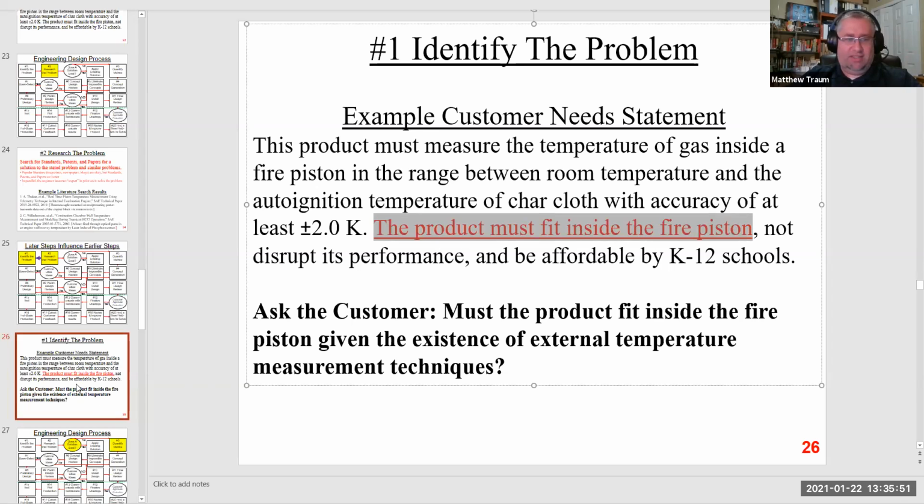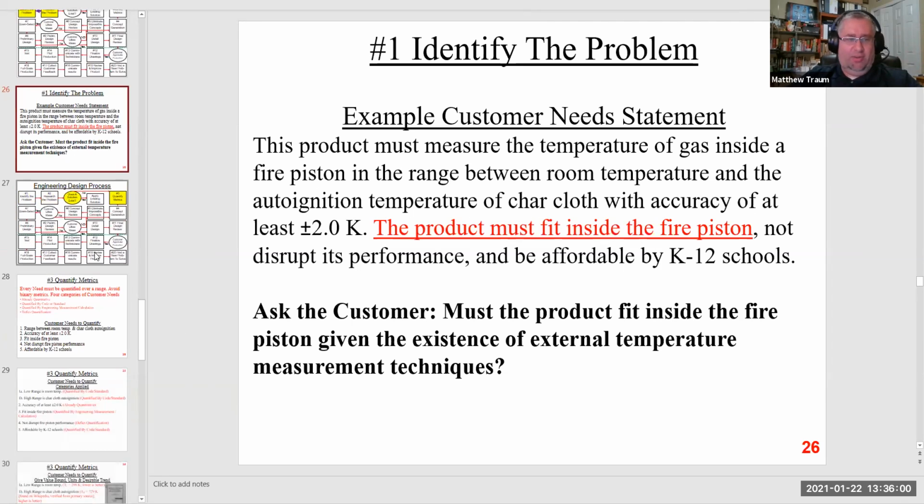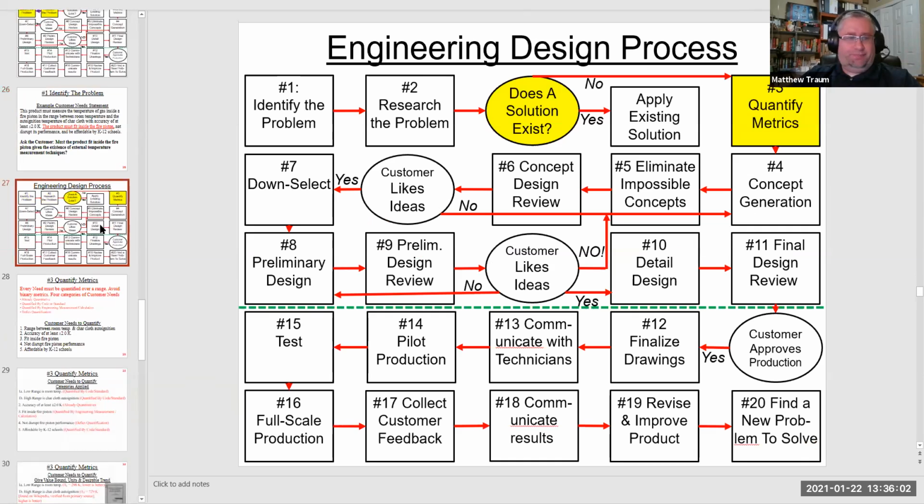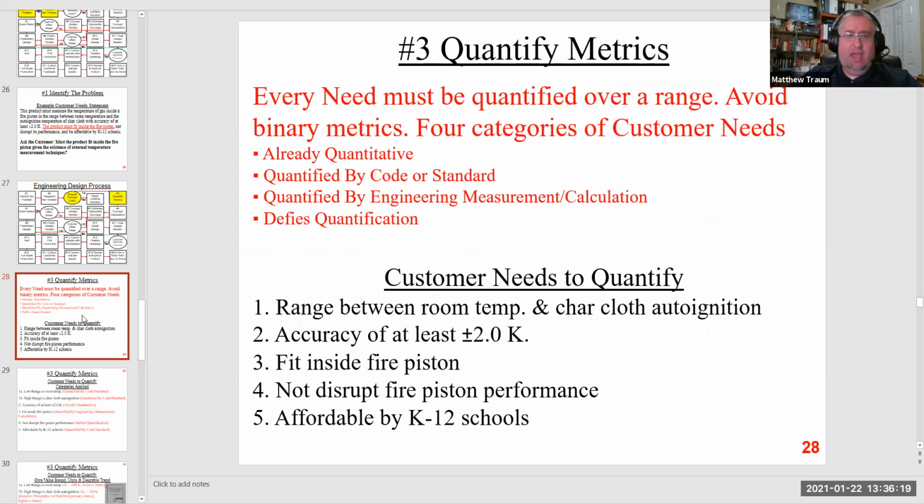And so we went through that process of discussing why there might be other compelling reasons to leave this in the customer needs statement, and we ended up leaving it in there ultimately. Okay, so the next step then is to make that decision about whether or not a solution exists, yes or no. In the case of my temperature instrumented flame tube, no product existed on the market that did precisely that. And so we moved ahead in the process to step three, which is quantifying metrics.